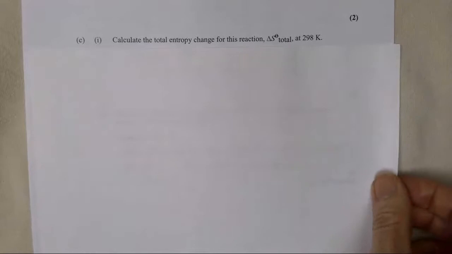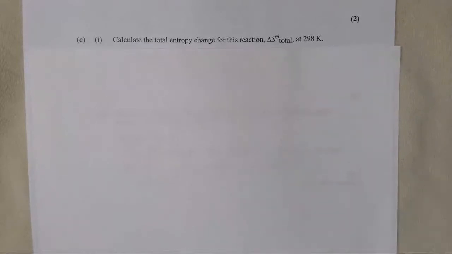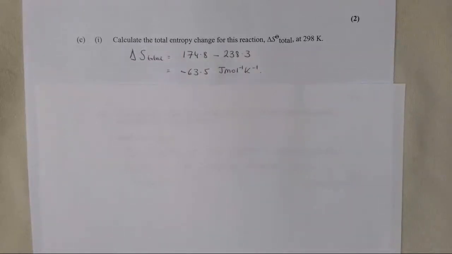So the next question, I'm asked to calculate the total entropy change for this reaction, and that's very straightforward. All I'm going to do is add my system and my surroundings together, and overall I get a negative value. So that negative value tells me the reaction is not feasible at 298 Kelvin.